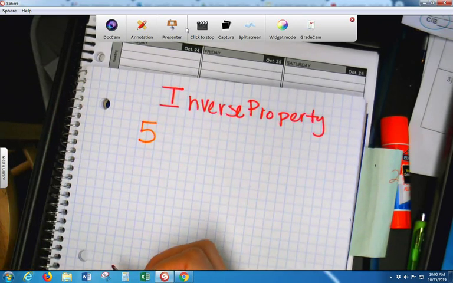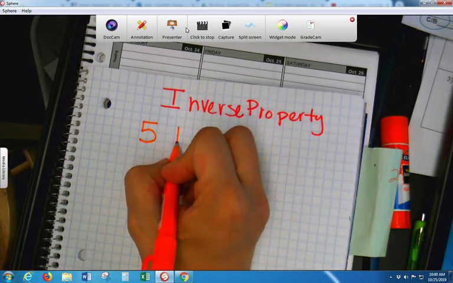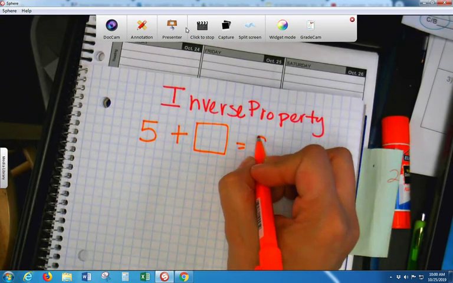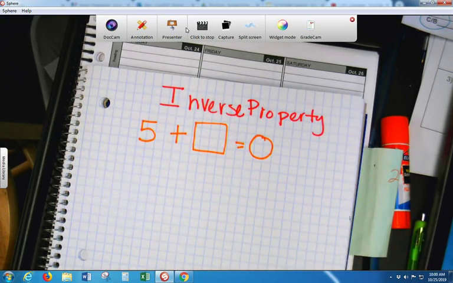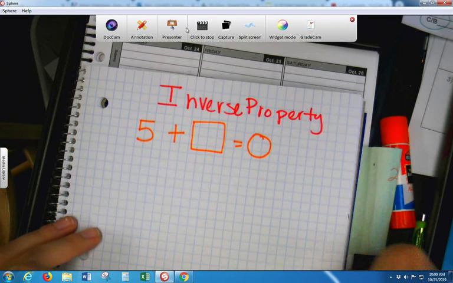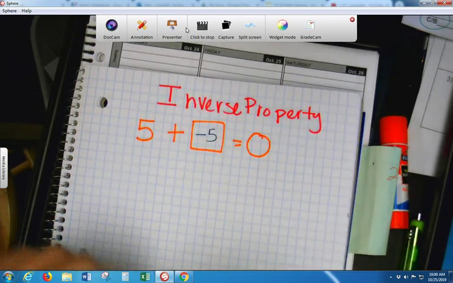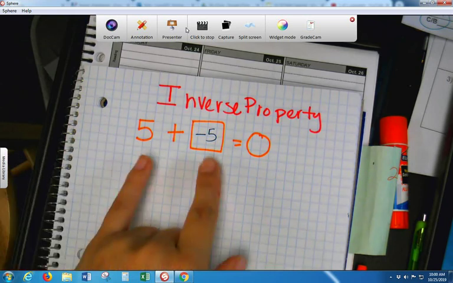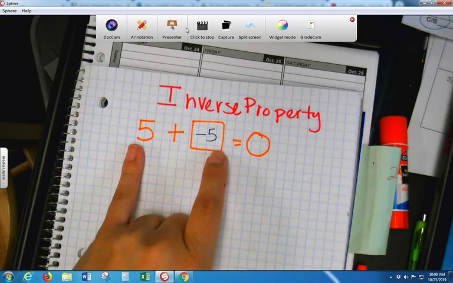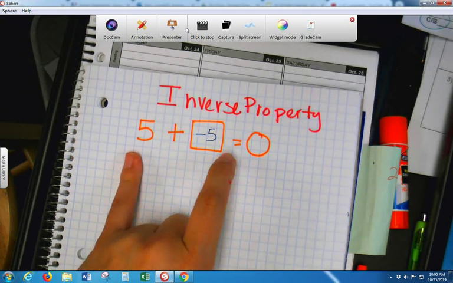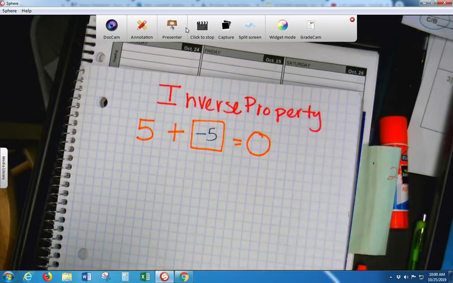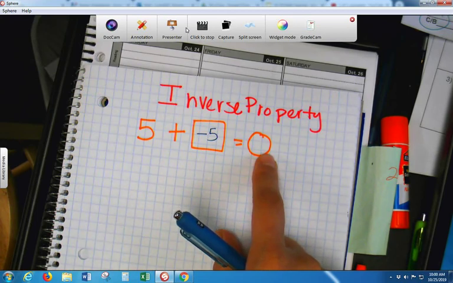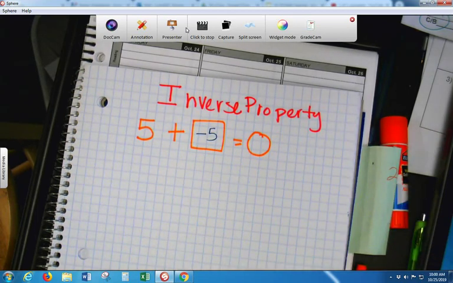I am a 5. What number do I add to 5 to get me back home to 0? -5. So what was your definition for inverse, Ismail? Opposite, reverse. What are these numbers? Opposite, right? What's the opposite of 5? -5. What's the opposite of -5? +5, right? Your goal is to get to 0. On the last property, Jose, we added 0. Now we're going to go back to 0, like on a number line back to 0.